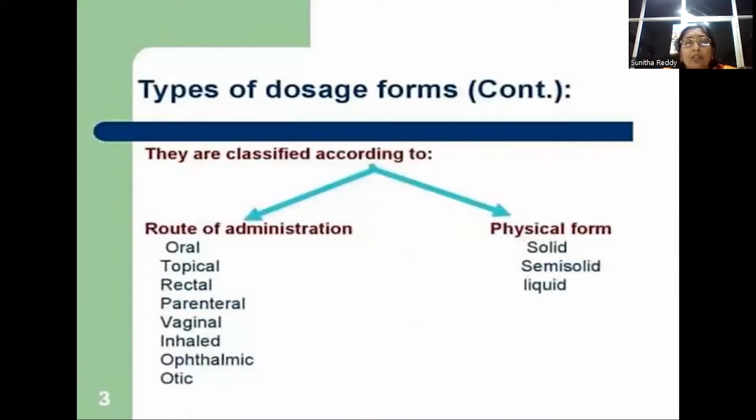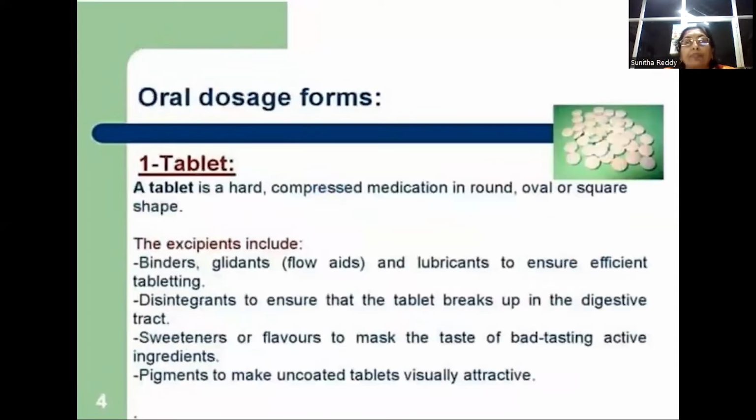There are types of dosage forms depending on the route of administration and also the physical form. Route of administration is divided into oral, topical, rectal, parenteral, vaginal, inhaled, ophthalmic, or otic. Physical form is solid, semi-solid, or liquid.